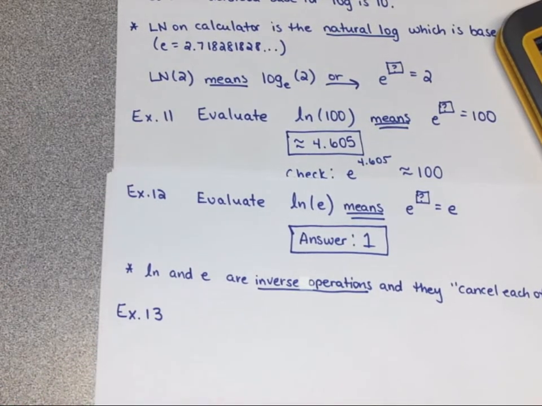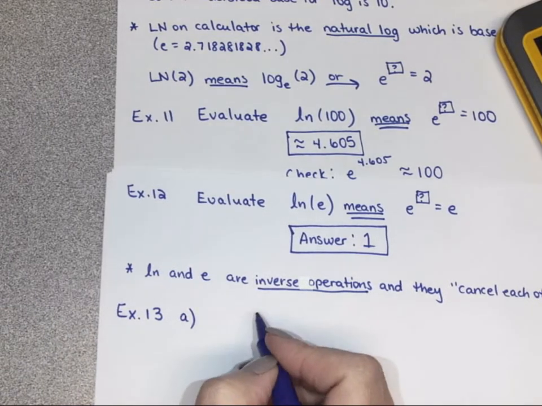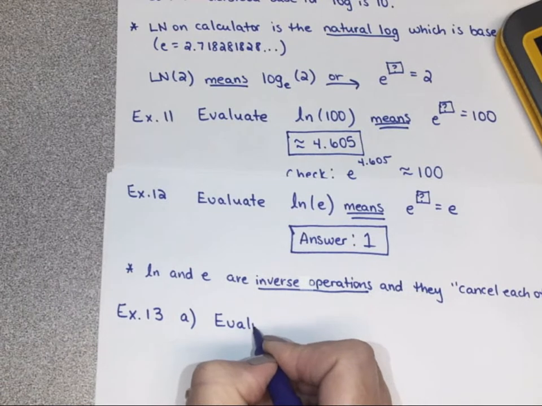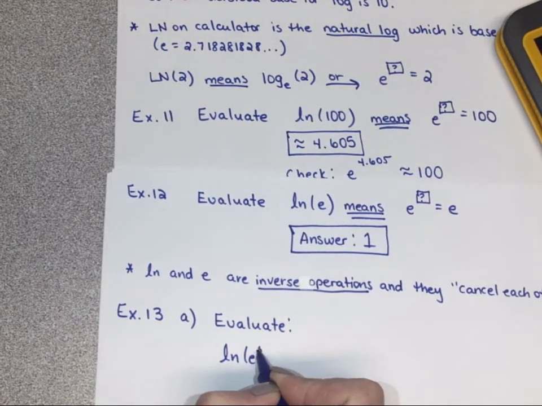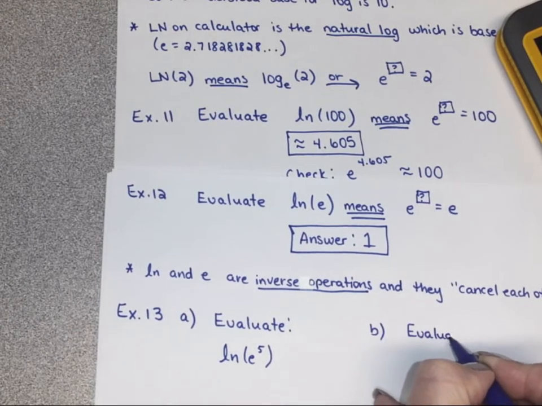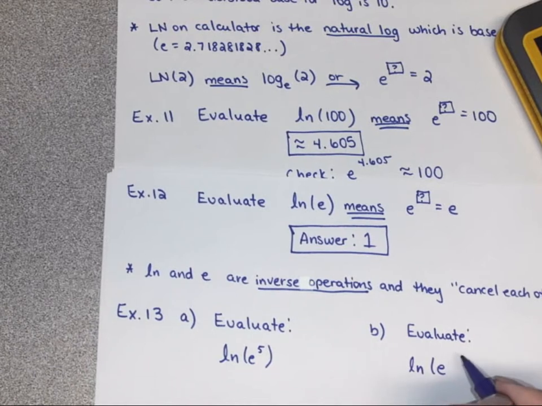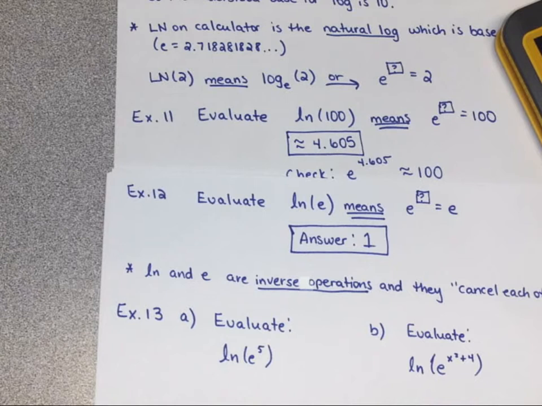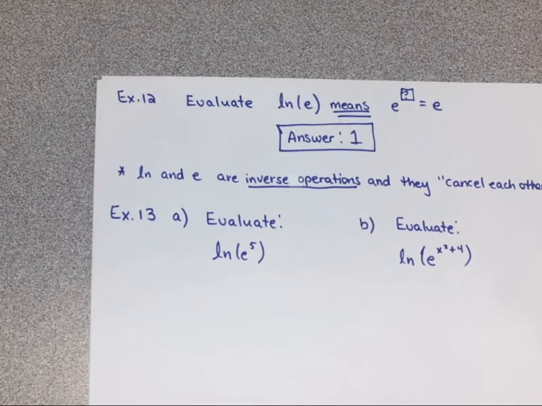So let's do a couple of problems. Let's do a part A and a part B for E. Let's say I asked you to evaluate the natural log of e to the 5th, and the natural log of e to the x squared plus 4 power. We're doing these together because they're really, really similar.